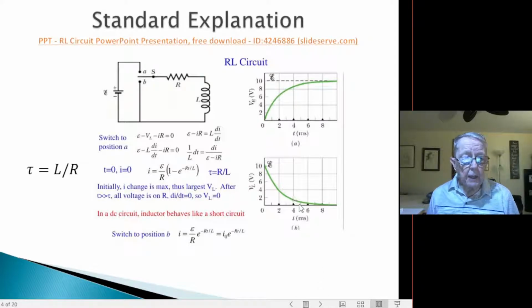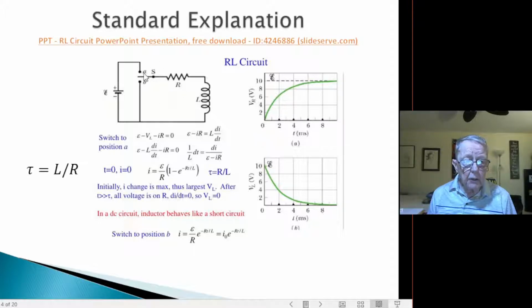Okay, here's the standard explanation for an RL circuit. There's a DC battery and a switch. You throw the switch up, and the current flows around, sets up, and generates a magnetic field around the coil. These are all the standard equations, and I noticed he got this wrong. The time constant for the circuit is not R over L, it's L over R. And these are the voltages that you'll see across it.